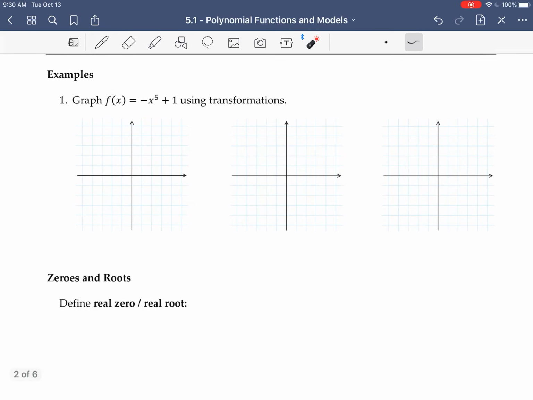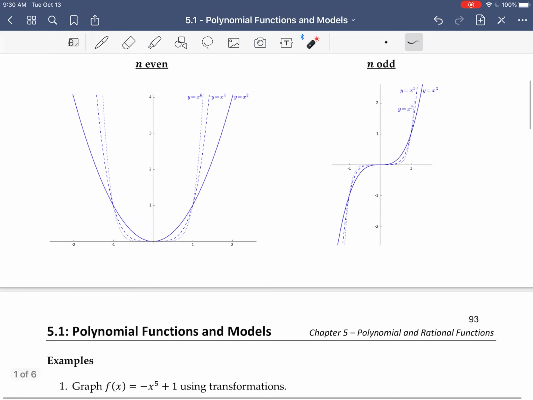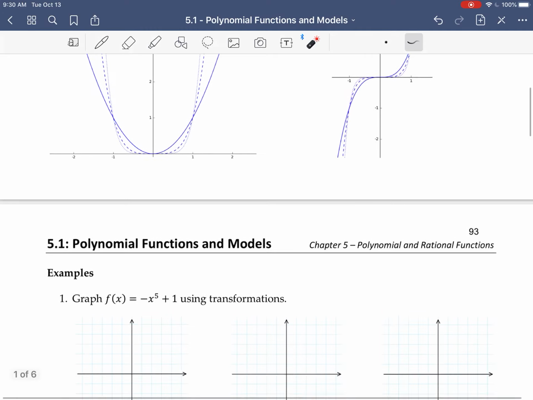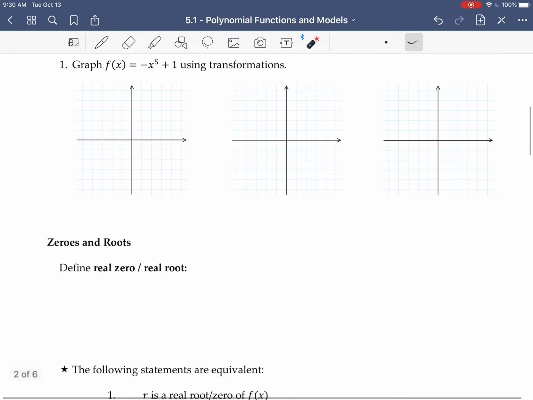Now I'm going to skip this one because it's something that we've done. But you have the graph of x to the 5. It's the dashed line. So that's the one you want to use, and you just want to do a couple of transformations to it.